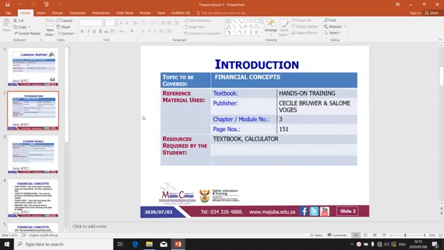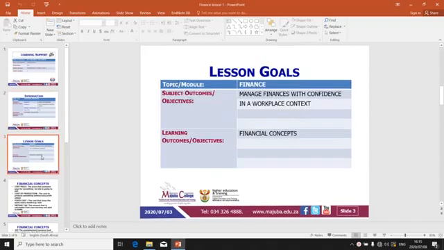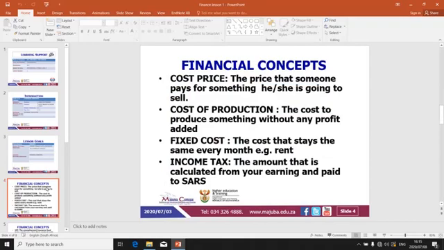As we start this lesson, I'm sure you have the textbook, Hands-On, written by Cecil Broer and Salam Votes, on page 153. You also have the calculator and the exercise book with you. The subtopic that we are going to do is the financial concepts. We'll be starting by defining what the meaning of the cost price is.